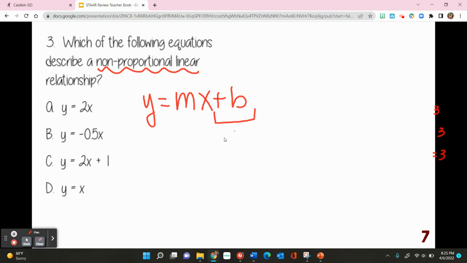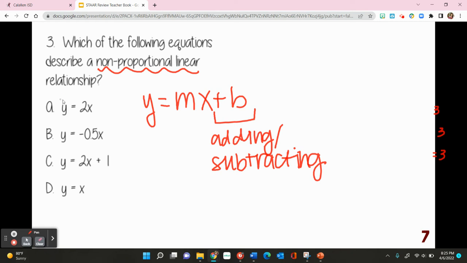So here we see adding or subtracting in non-proportional equations. So looking at your answer choices, the only one that adds or subtracts is going to be C. So C is the only one that is a non-proportional equation. Let's go ahead and keep going.